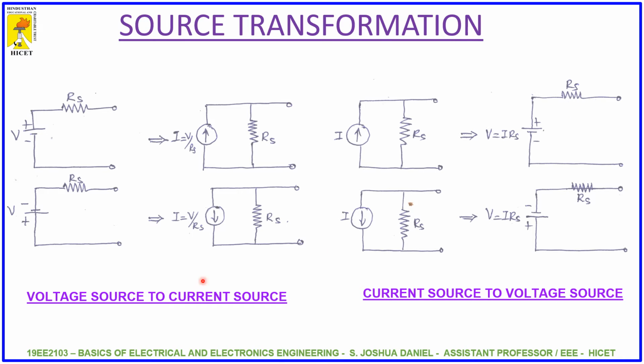I want to tell you one more thing. If the positive plate is on the bottom side and the negative plate is on the upper side, we have to denote the current source with an arrow marked downwards. Similarly, if in a current source the arrow is marked downwards, when you are drawing the voltage source, you need to keep the negative plate on the upper side and the positive plate on the lower side. This is how we do source transformation.